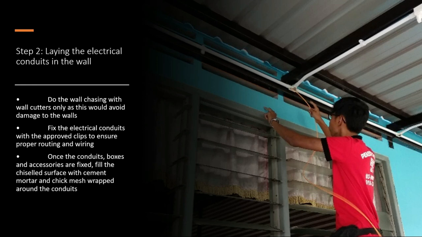Step 2. Laying the electrical conduit in the wall. Do the wall chasing with wall cutters only, as this will avoid damage to the wall. Fix the electrical conduit with the approved clip to ensure proper routing and wiring. Once the conduit, box and accessory are fixed, fill the chisel surface with cement mortar and check the mesh wrap around the conduit.